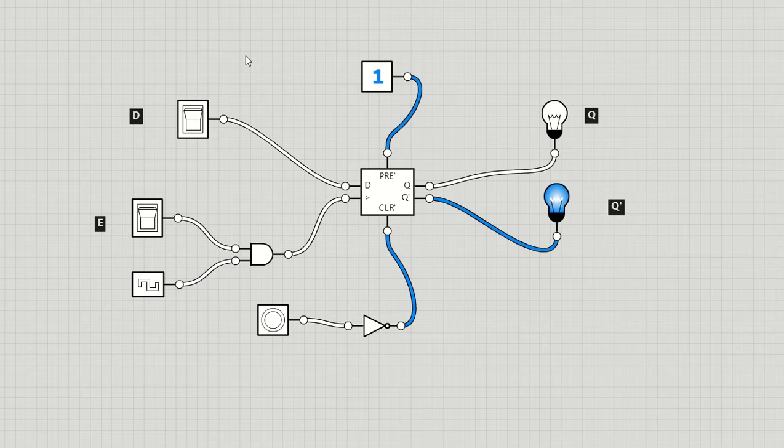The circuit is designed successfully. As per the truth table, we give the value. Here the enable is always at 1. Here D is 0, Q is 0. D is 1, Q is 1.